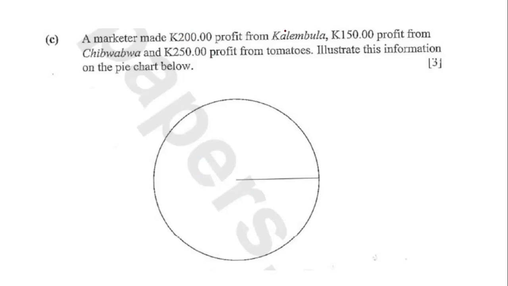So you add the total of these things that you have been given. When you are adding the totals of these values, you add like this. You have to be showing your working. So you're going to add 200, then plus 150, then plus 250. You add that one. So this is simply a 0. Then 0 plus 5 is 5, plus 5 is 10. So 0, carry 1. Then 2 plus 2 is 4, plus 1 is 5. So that is our 600. That is our total. Then now you begin to find the angles.